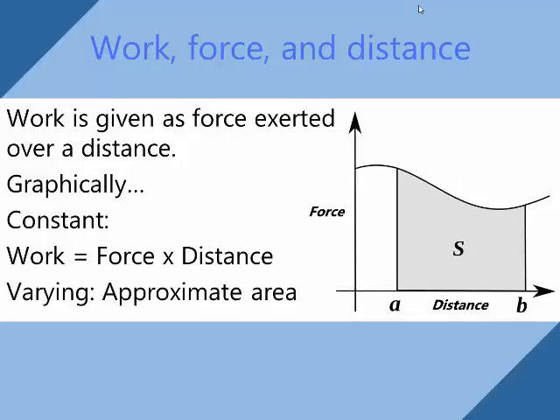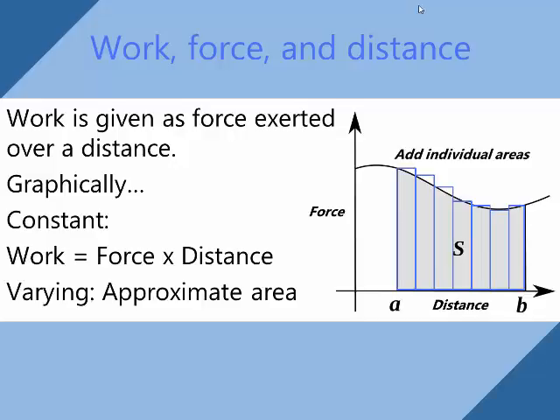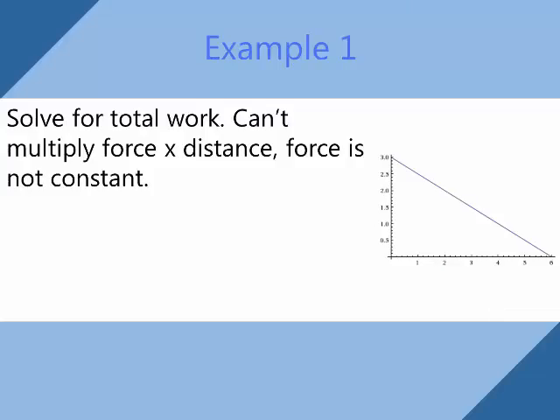When the force varies, though, we need to approximate the area in between the curve and the x-axis. We can do this by drawing shapes underneath the curve, finding their areas, and then adding them together to get one total area. In this example, we have a plotted force-distance curve. The force is not constant, so we can't simply multiply force times distance. So we'll need to find the area under the curve through a different means.